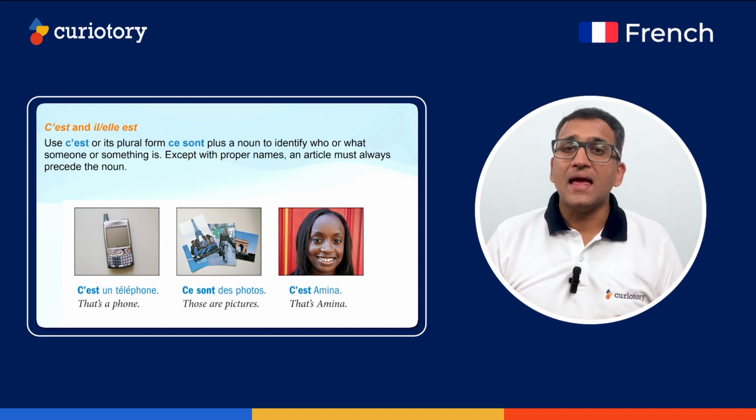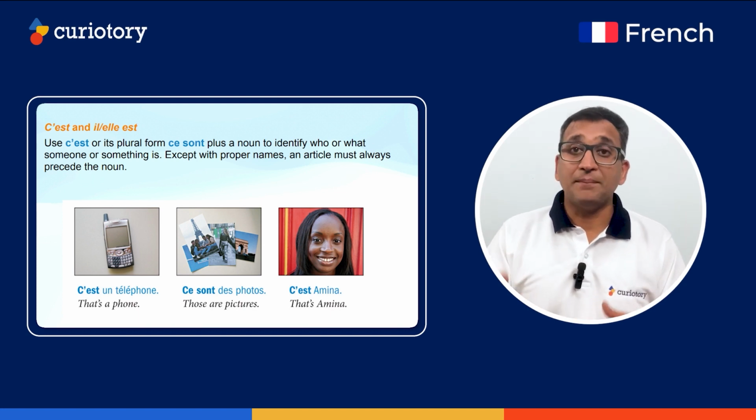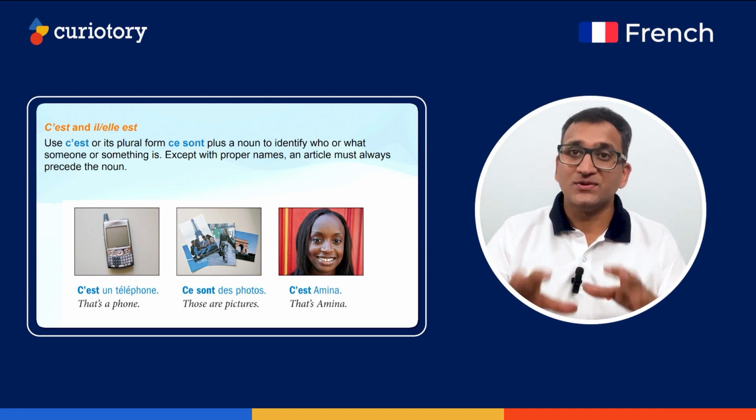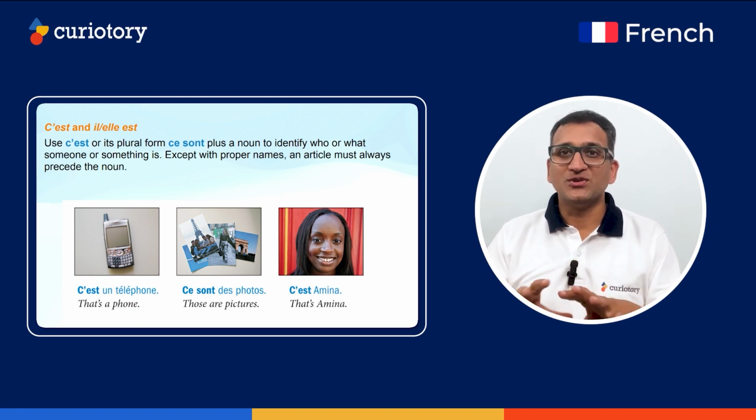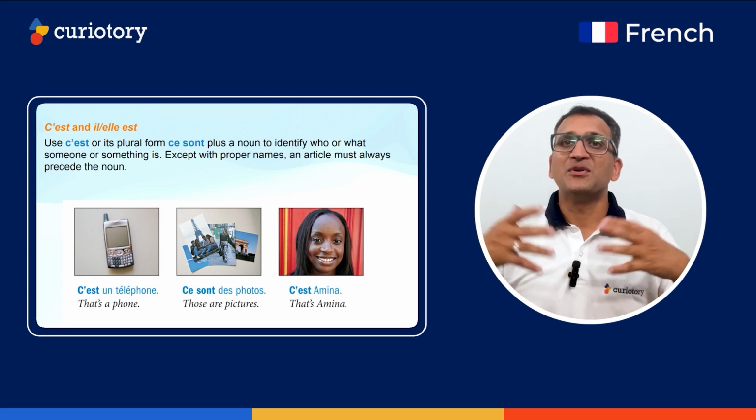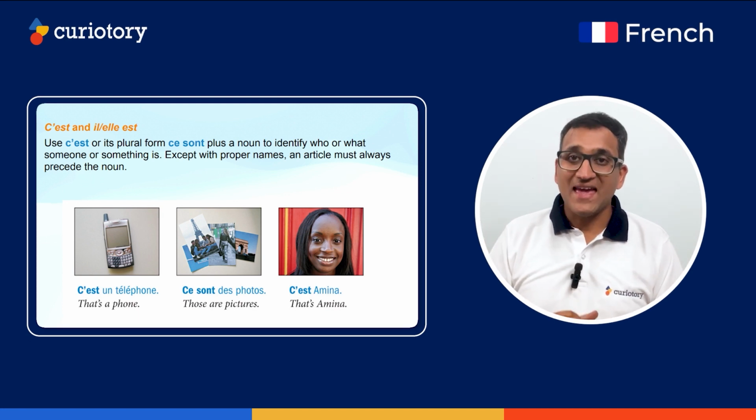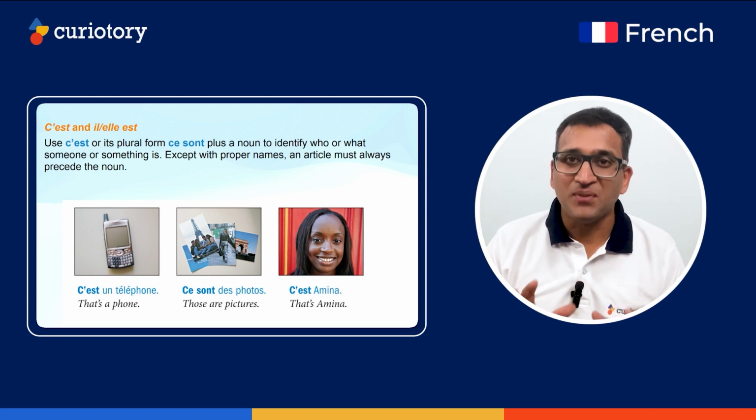If I need to tell anybody's name, I can simply say "c'est." For example, c'est Anna, c'est Ashok. So, these are a few examples. You should check them out, or you can frame your own sentences for the verb être. This is very, very important.